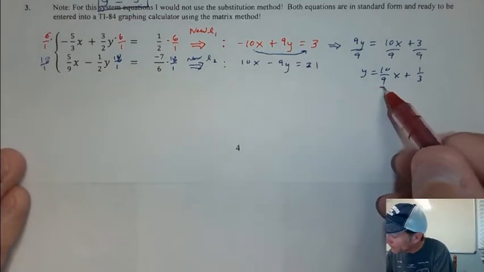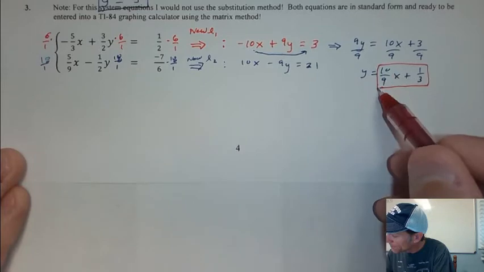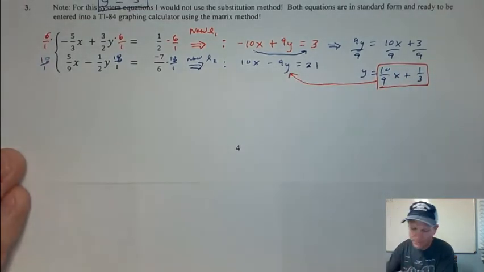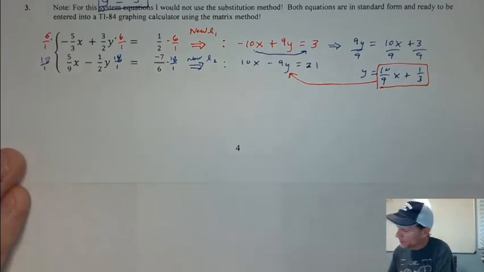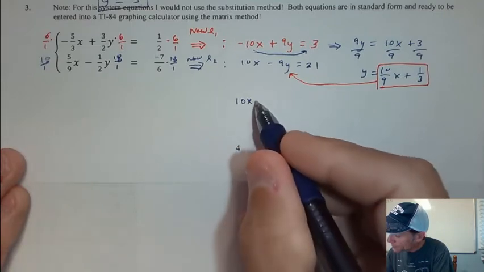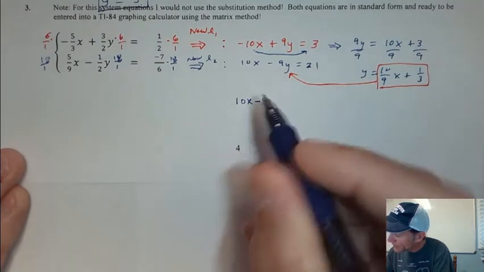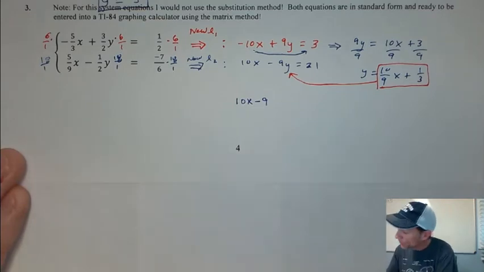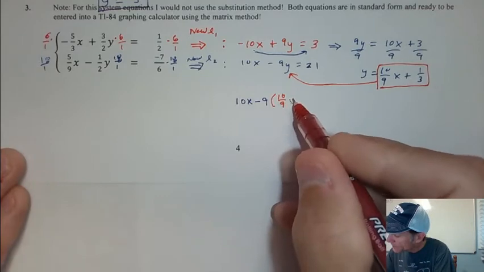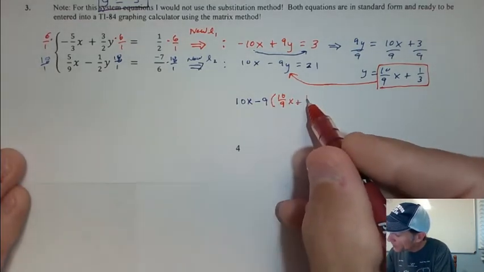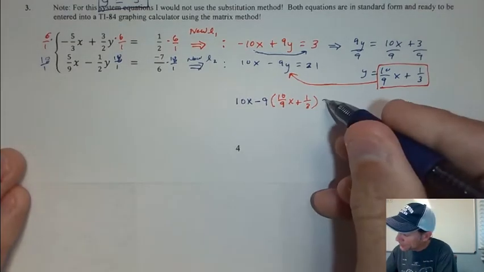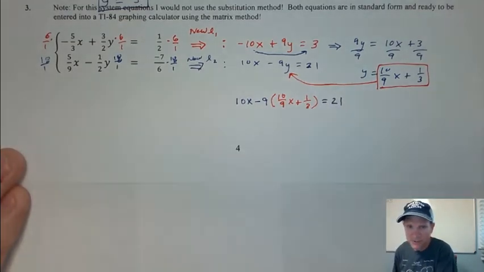So I'm going to take this and substitute it in for y in my line 2. And you can see this is quite a messy problem, but I'm going to stick with it here. I got 10x minus 9. Remember, I'm just substituting in for the y. 10 ninths x plus 1/3 equals 21. Now this problem is going to get a little nicer in just a second here.